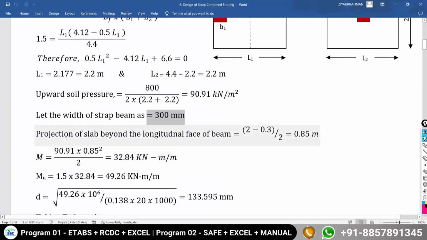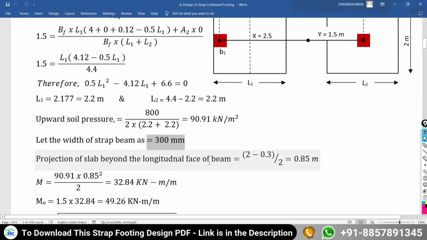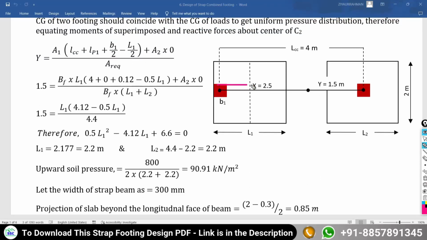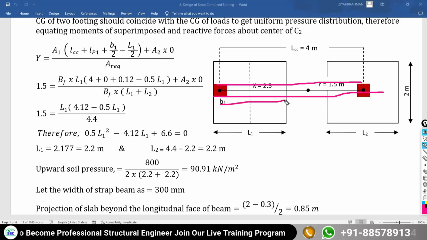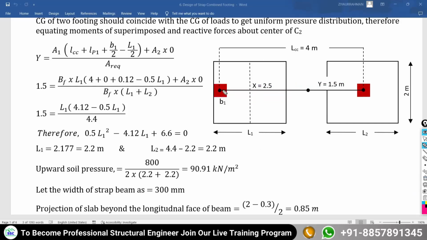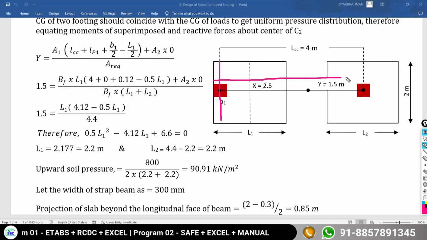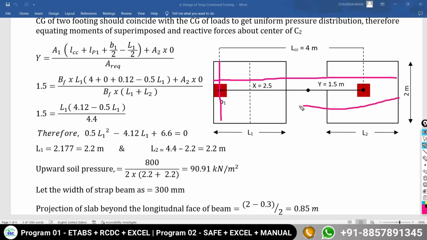Thereafter, we want to calculate the projection of the slab beyond the longitudinal face of the beam. Here, actually the beam is present in this direction. So there will be no deformation of your foundation slab in this direction. That's why we are going to do the flexural design in the transverse direction only. So I just want to calculate the projection beyond the face of the beam, not from the face of the column. This is my beam. So from the face of the beam, how much projection is available?